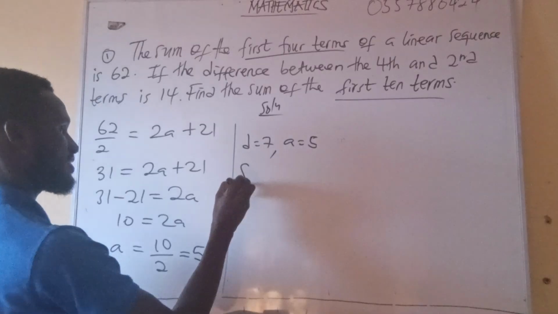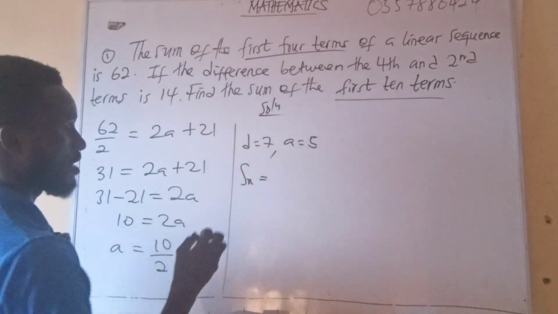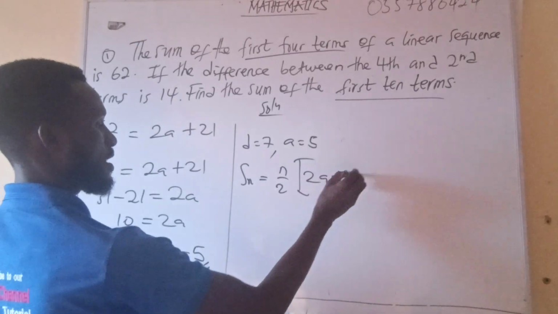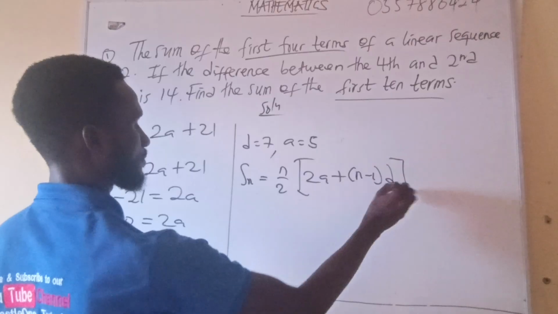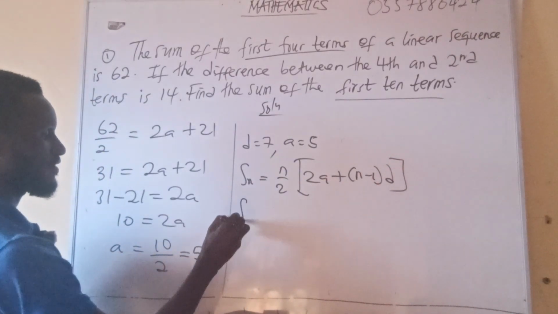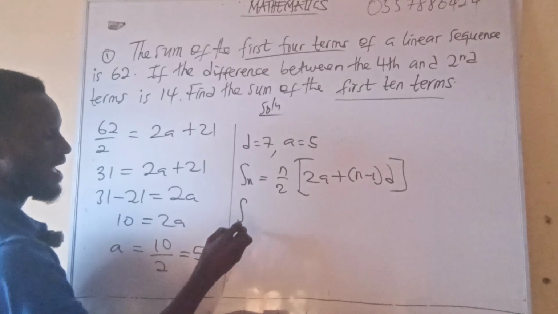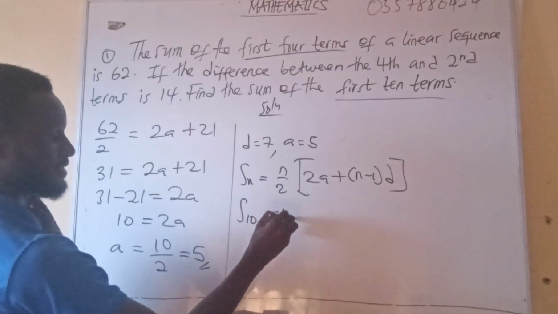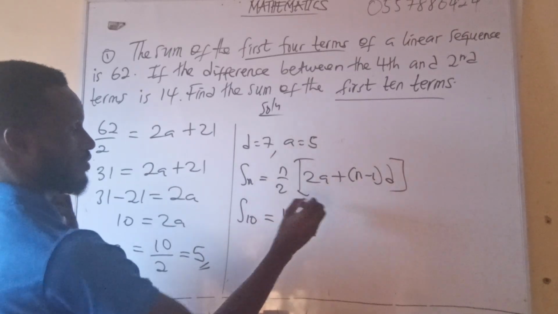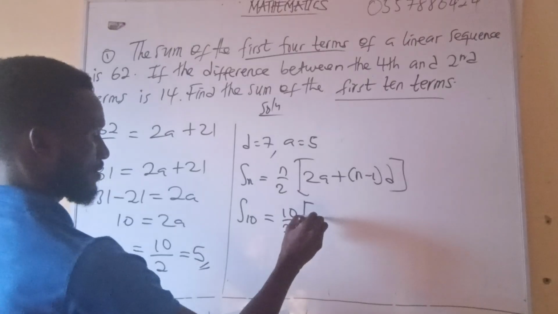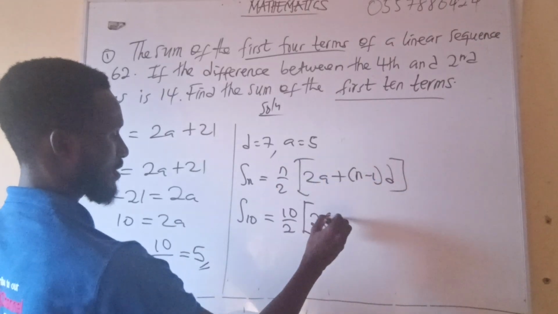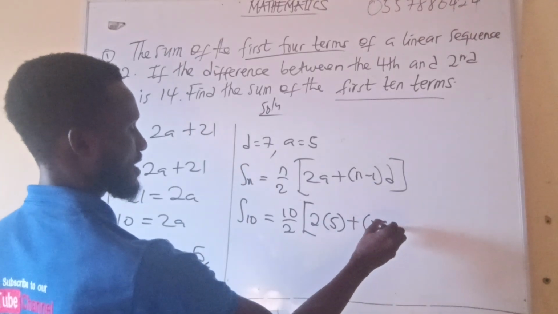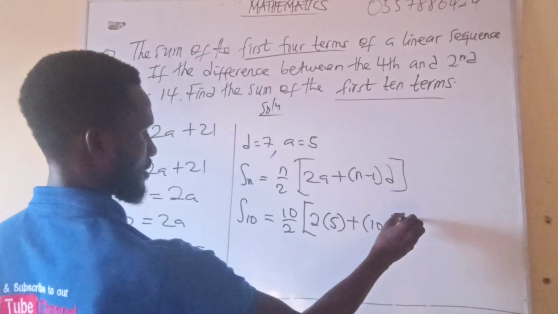Now, the sum of the first 10 terms is given as n over 2 times 2a plus n minus 1 d. The sum of the first 10 terms means n is equal to 10. So I'll have n is 10, divided by 2, times 2 times a. Now what is a? a is 5. The n is 10 minus 1. What is d? d is 7.